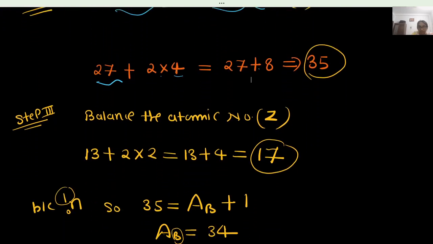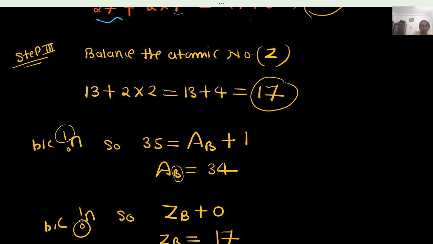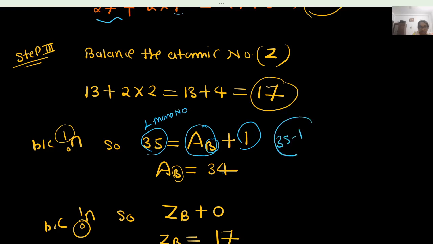Now balance this equation with the neutron. 35 is the left hand side mass number, and on the right hand side the neutron has mass number 1. So the mass number of product B is 35 minus 1, and we will get 34 as the mass of B.